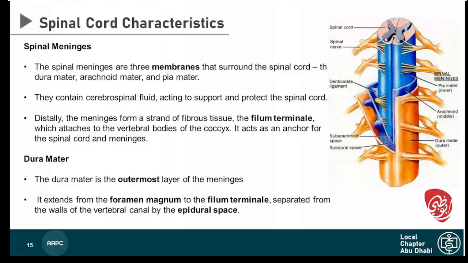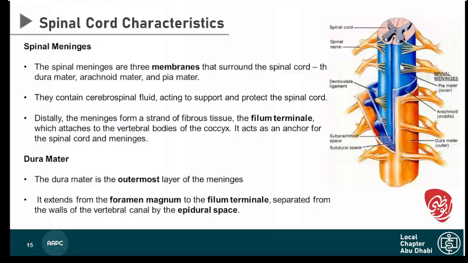So the spinal meninges is a 3-membranous structure. The outside structure, this orange color, is known as dura mater. The middle structure, blue colored, is known as arachnoid mater, and the inner structure is known as pia mater. So the spinal meninges is a protective covering of the spinal cord that is made up of three layers.